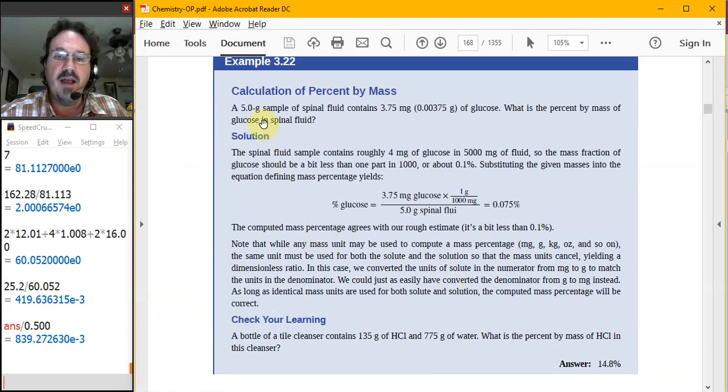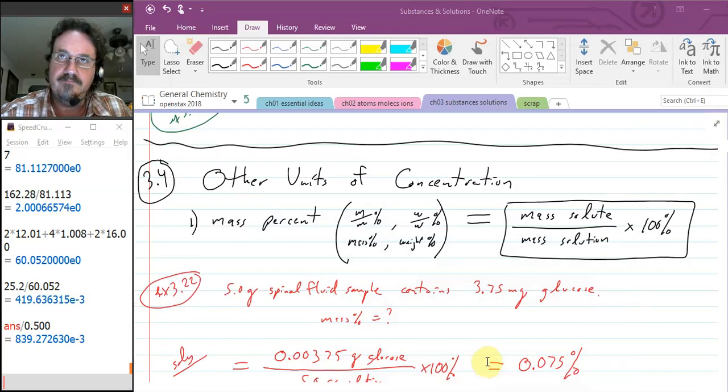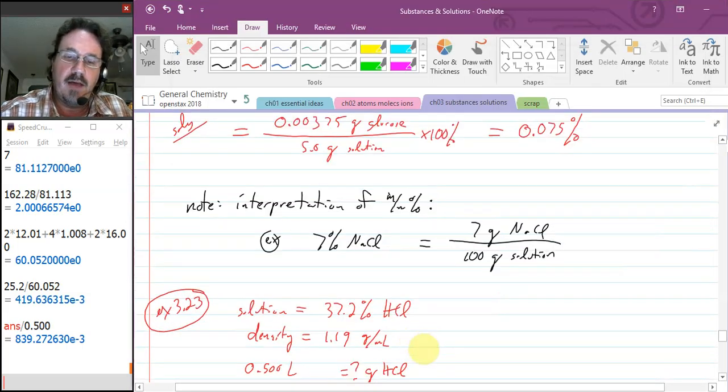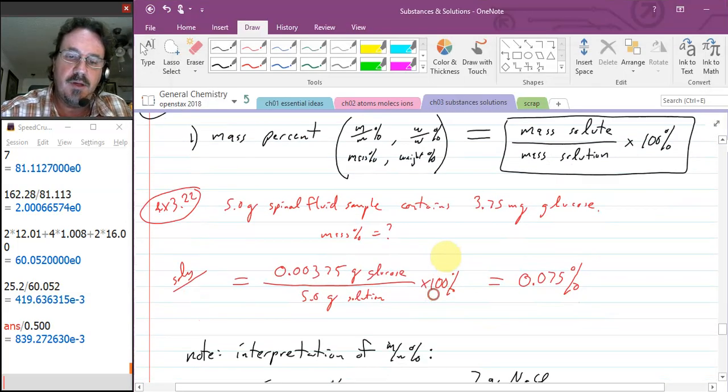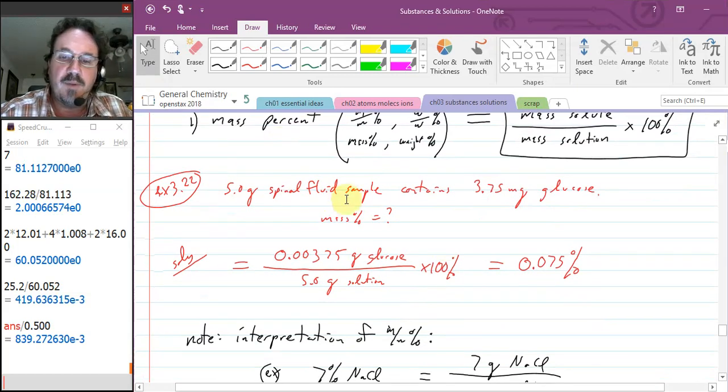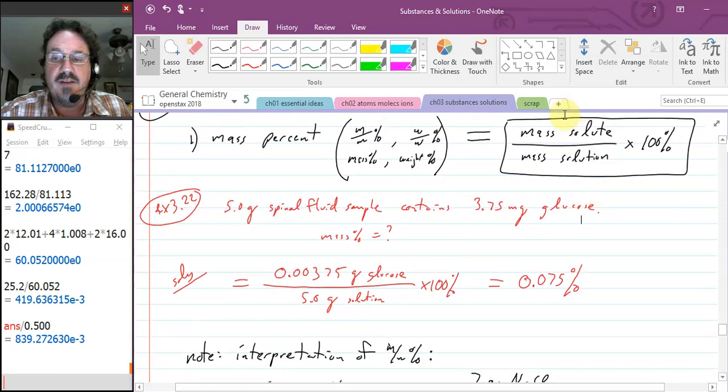It says a 5-gram sample of spinal fluid contains 3.75 milligrams of glucose. What is the percent mass of glucose in the spinal fluid? All right, let's see. I've got 5 grams of spinal fluid. That's the whole solution. That's grams. Hey, that's like the bottom of this here, right? Mass of the solution. And then I've got 3.75 milligrams of glucose. All right, that's the mass of the solute.